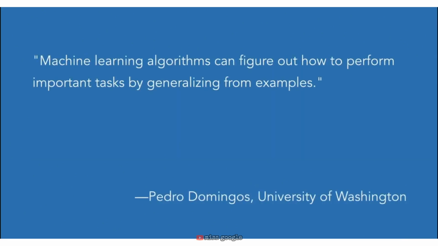This definition from the University of Washington hits on one key concept that is missing from the previous definition. Machine learning algorithms can figure out how to perform important tasks by generalizing from examples. Again, generalizing from examples. That's a very important point that I'll revisit in just a minute. So borrowing that portion from this definition, here's my aggregation of several definitions that I think makes things just a little bit more concrete.